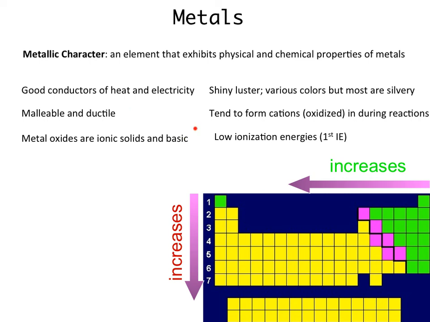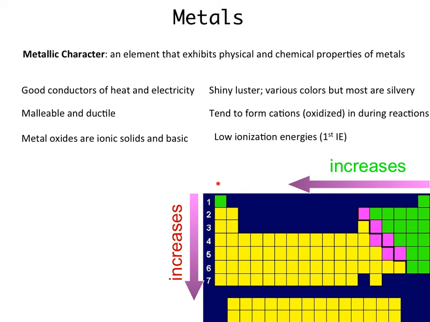Metal oxides are ionic solids and basic. They have a shiny luster and can be various colors, but most are a silvery type of hue. They tend to form cations during reactions, meaning that they are oxidized in reactions, and they are characterized by having low first ionization energies.